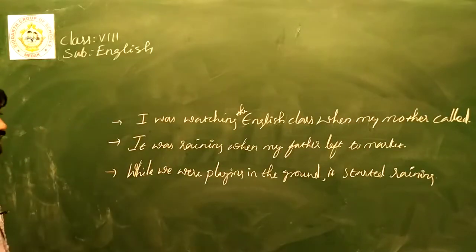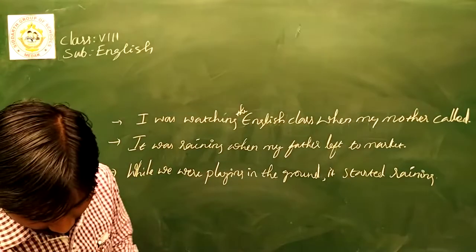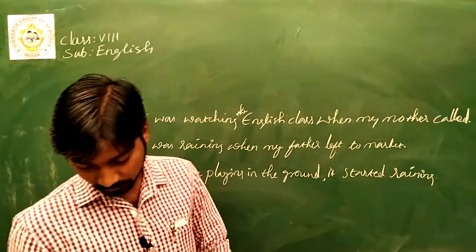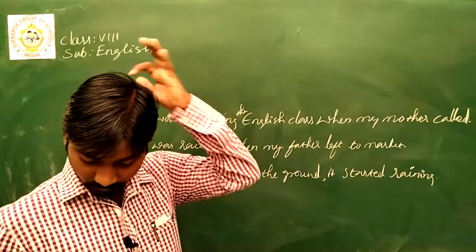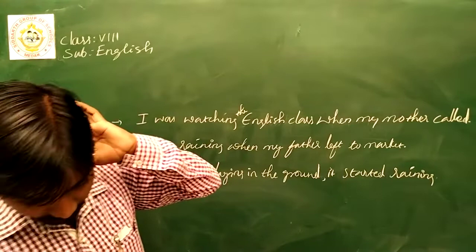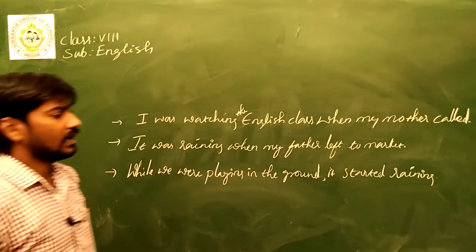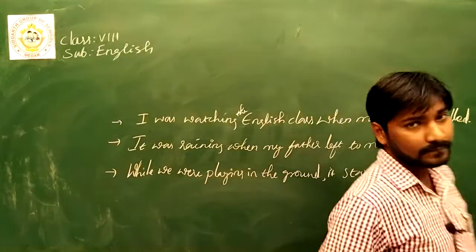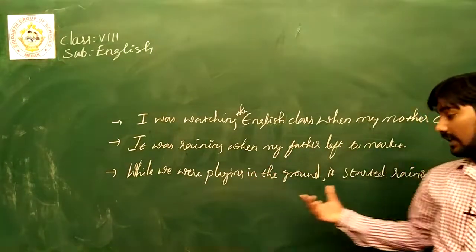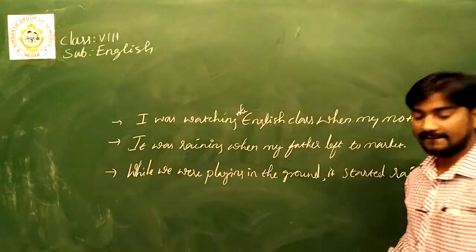While we were playing in the ground, it started raining. While we were playing in the ground, what happened? It started raining. Copy these three examples, then afterwards we will go for tables: positive, negative, and questions. Just for your understanding, children, I gave one completed action and one ongoing action in the past. This action has been completed in the past. The other was going on at the time the action completed. Okay, copy.